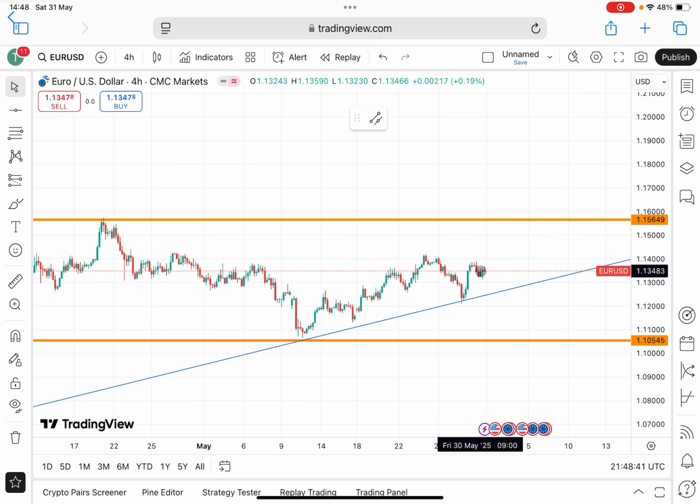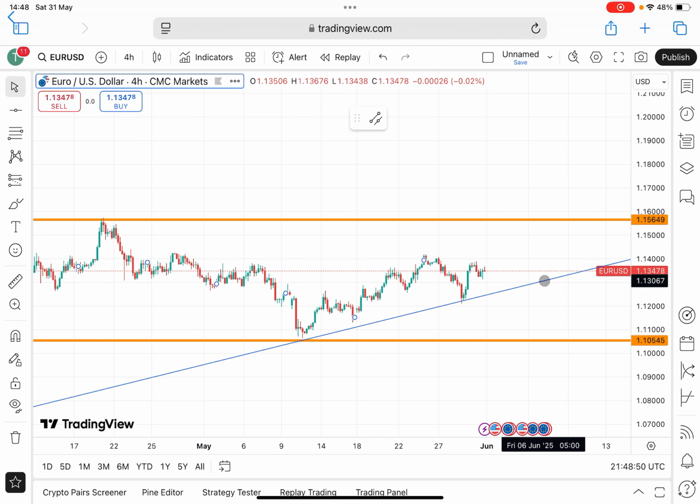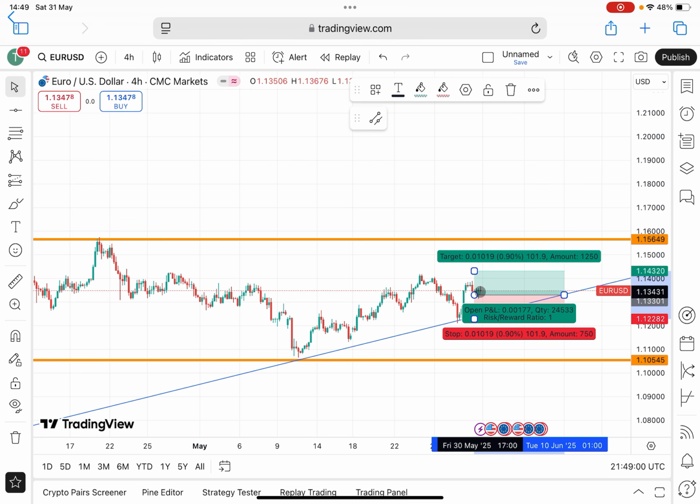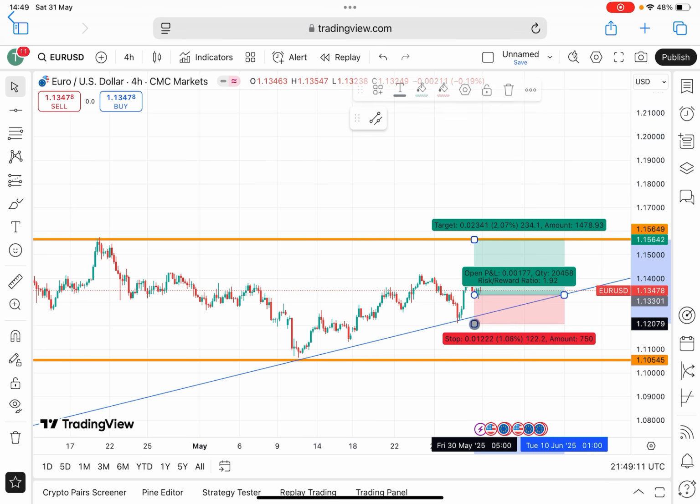This is about from here to here. Let's see if we can measure the pips. Okay, I think that can be done. Let's see how many pips if we buy from the current market price to this level. This is the current market price, and our stop loss will be under this level.